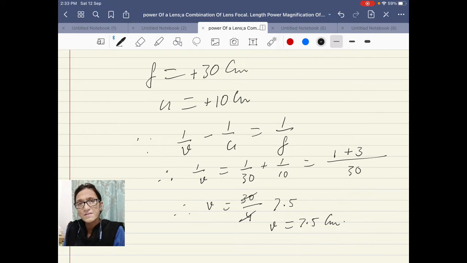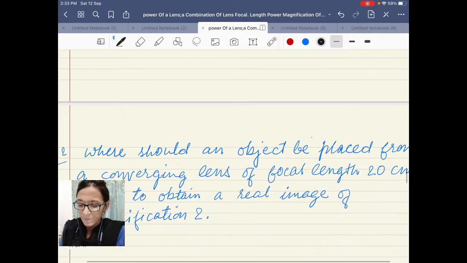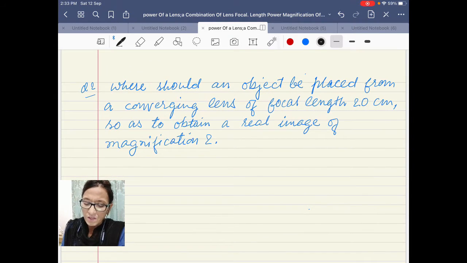So this was a very simple formula based question. Now question number 2. Where should an object be placed from a converging lens? So you have to find u. u is equal to what? Where should an object be placed? Here u is asked. So a converging lens of focal length 20 centimeter. The lens is converging one. So focus should be positive. Focus is your plus 20 centimeter.